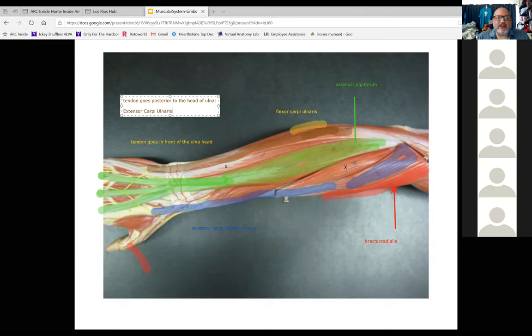And just that easily, we have now identified the three muscles we need to identify on the back of the hand. The extensor carpi radialis longus, the extensor digitorum, and the extensor carpi ulnaris. So notice, if you find the brachioradialis as a starting point, if you follow the tendons, it tells you exactly where the muscle goes, and it also tells you exactly what the muscle does. Questions on that?